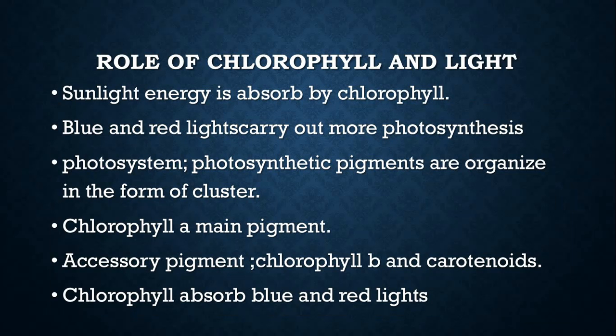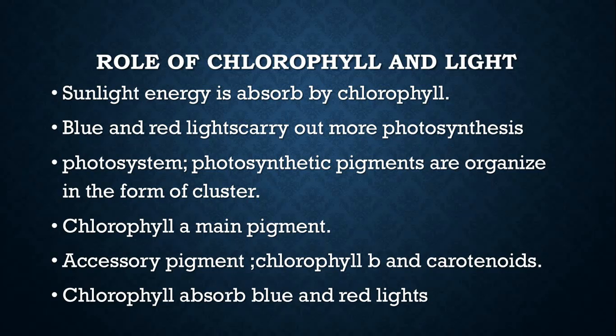Now the last one is the role of chlorophyll and light. You know about the role of chlorophyll because it is the main pigment which absorbs light and helps to make plant food. Sunlight energy is absorbed with the help of chlorophyll. It absorbs blue and red light to help more photosynthesis.